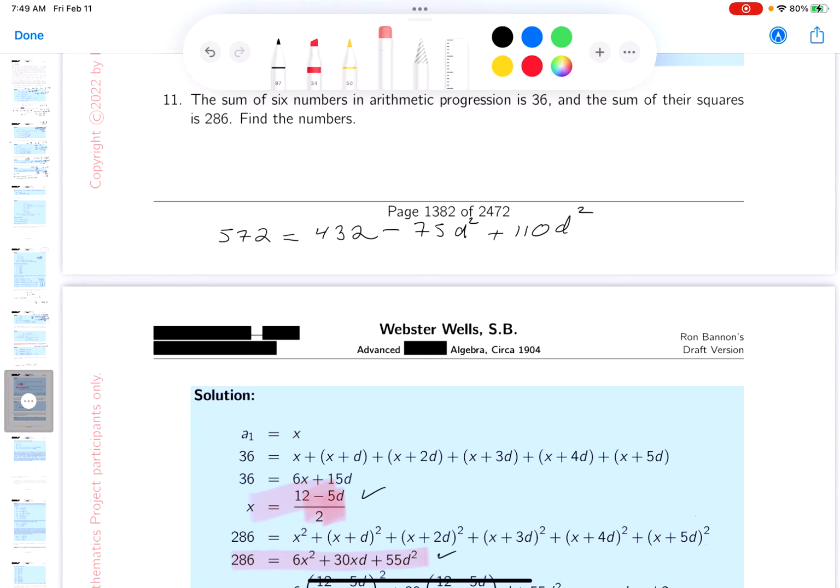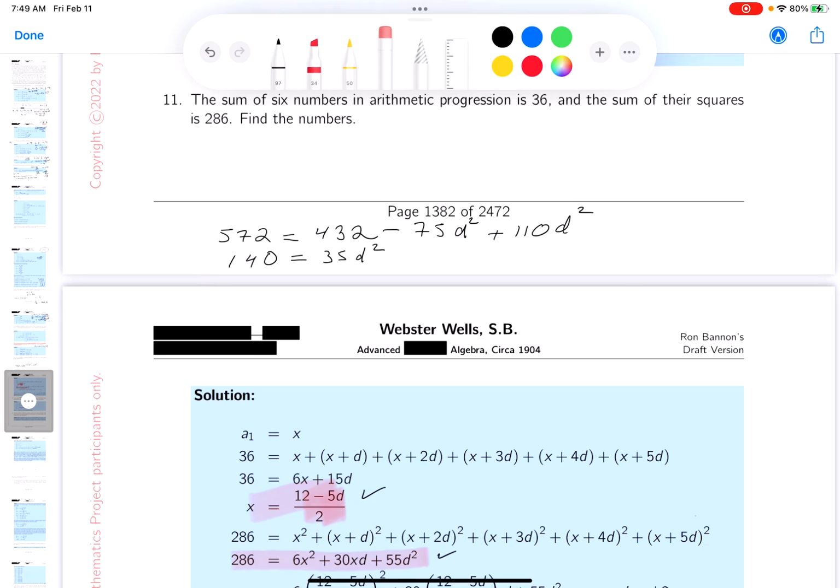I want to keep moving. And how would I do that? Well, I'm going to take 432 from both sides. Write that down for you. Well, what would you get then if you took 432 from both sides? Looks like you get 140. All right, let's keep going. What would you get there? Minus 75 plus 110, that would be 35D squared, right?